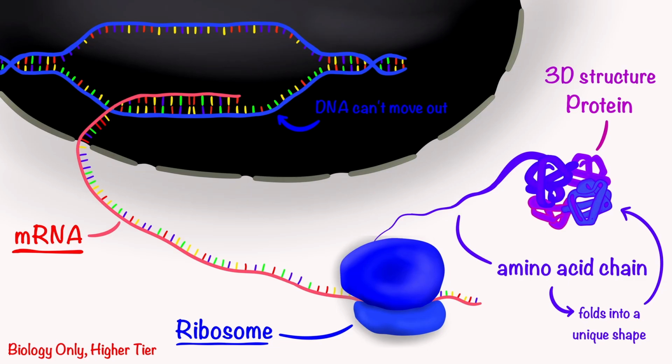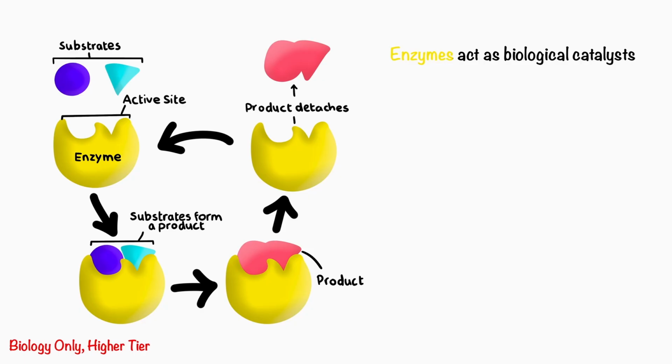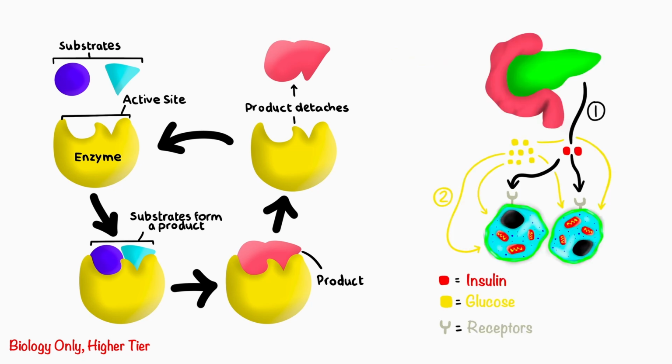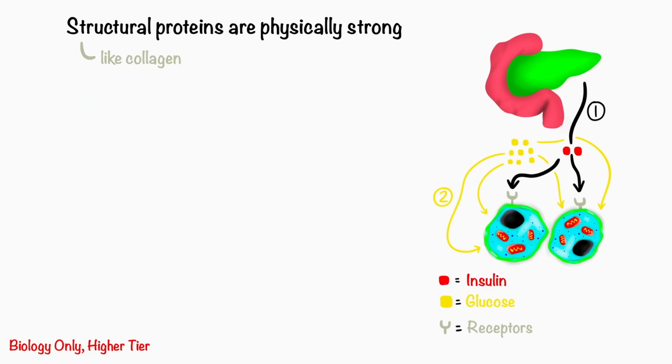Proteins have many different functions in the body. Let's look at some examples. Enzymes act as biological catalysts to speed up chemical reactions in the body. For instance, digestive enzymes help break down food. Hormones, like insulin, are used to carry messages around the body. Insulin is released into the blood by the pancreas to regulate blood sugar levels. Structural proteins, like collagen, are physically strong. They strengthen connective tissue, such as ligaments and cartilage.